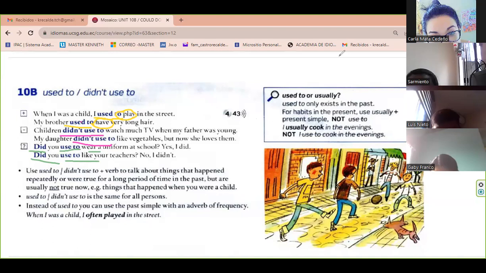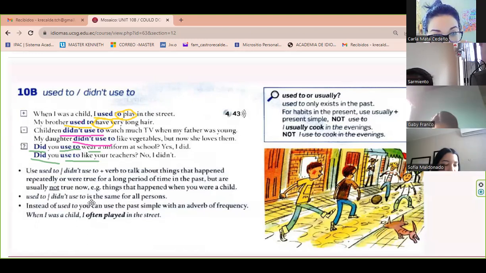Could you please read Luis Nieto? Used to, didn't used to, is used to tell about things that happened repeatedly or were true for a long period of time in the past, but are usually not true now. Things that happened when you were a child.